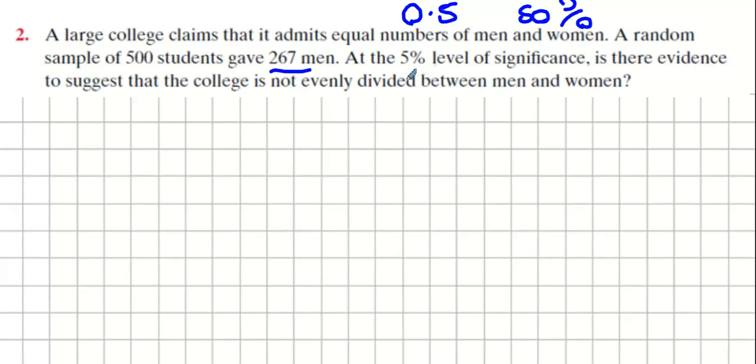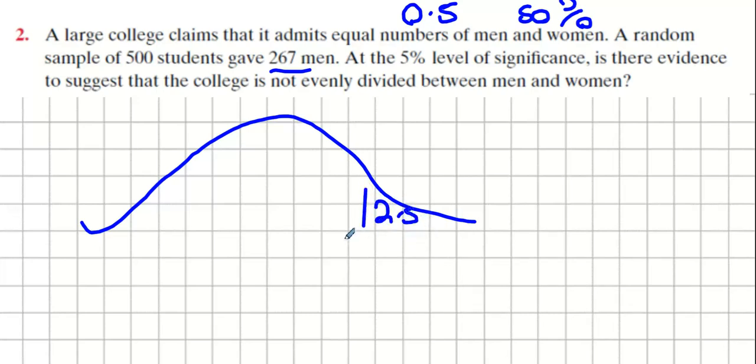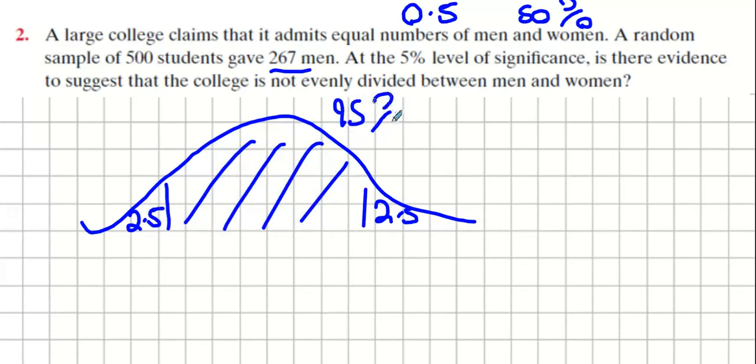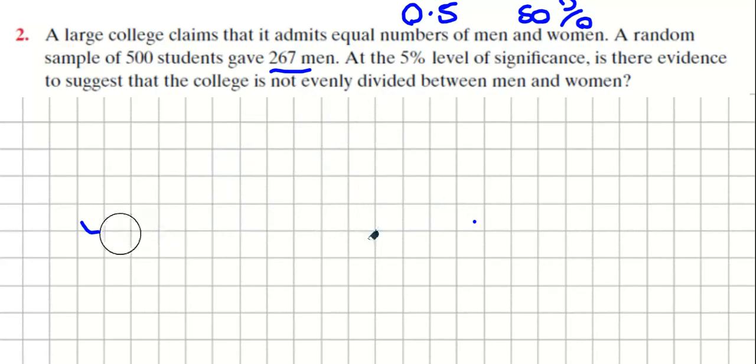Now, do you know what 5% level of significance means? It basically means either side: there's 2.5% this way and 2.5% that way. But you're still talking about the 95% confidence margin that we did in the previous exercise. Just a different way of asking the same question. Is there evidence to suggest that the college is not evenly divided between men and women? This is what we call a hypothesis test question.